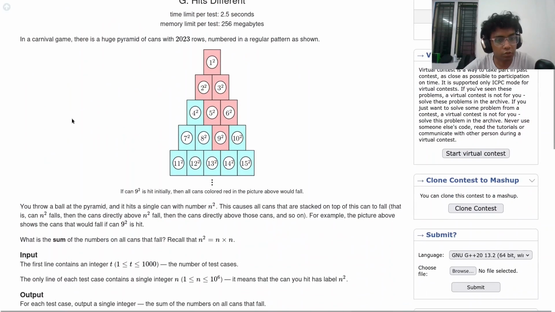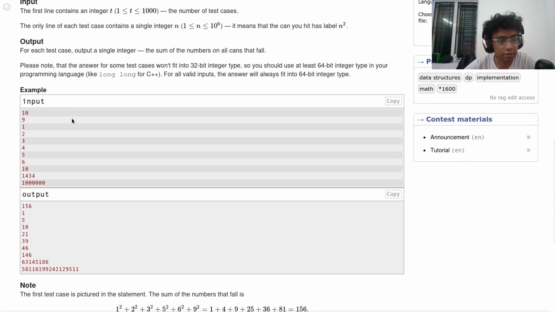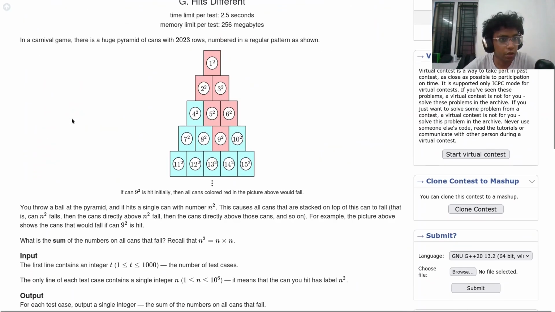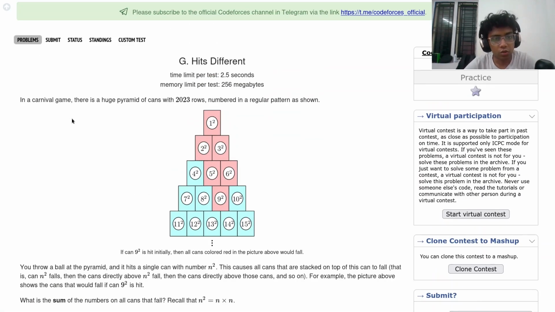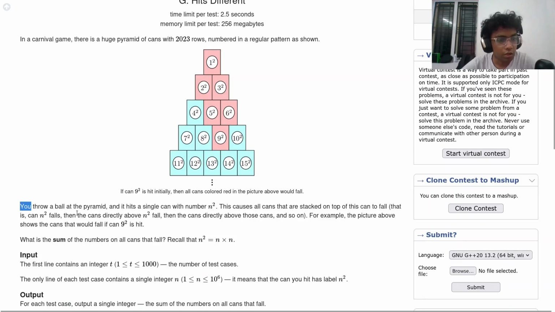Let's quickly go through the problem and then we'll discuss the solution. In a carnival game, there is a huge pyramid of cans with 23 rows, numbered in a rectangular pattern as shown. It's like a pyramid: 1, then 2, 3, then 4, 5, 6, 7, 8, 9, 10, and so on. You can throw a ball at the pyramid and it hits a single can with the number n squared. So each of the cans is labeled with n squared.